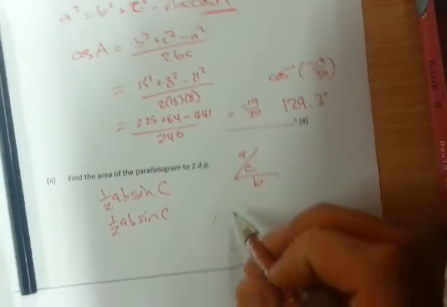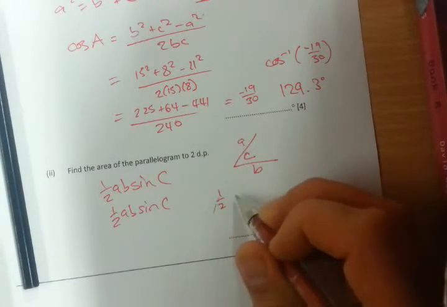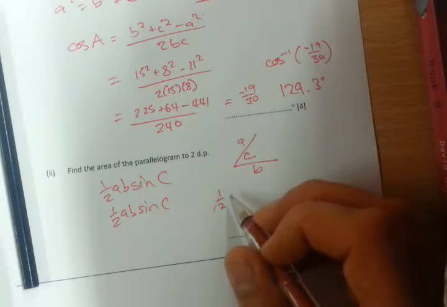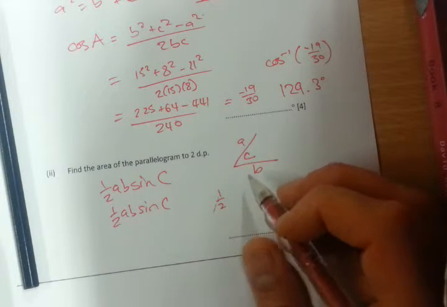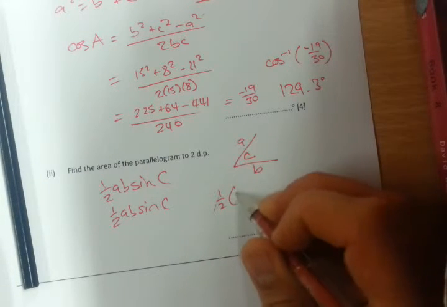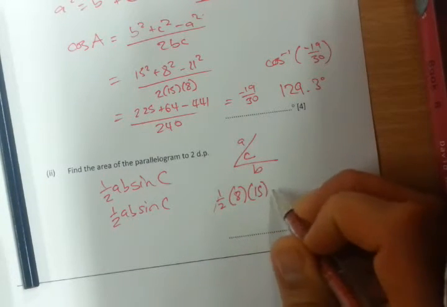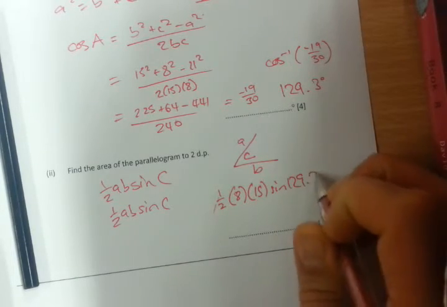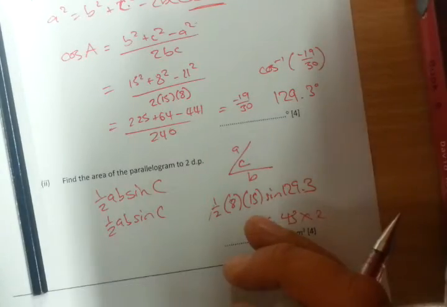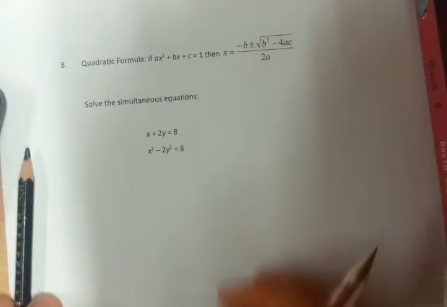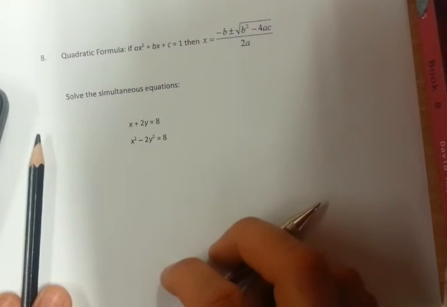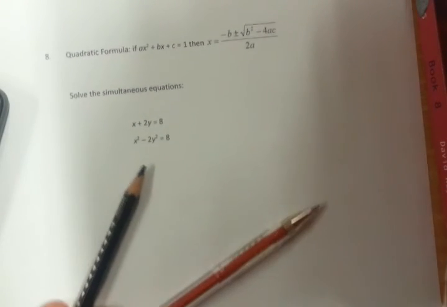So it'll be half times 8 times 15 times sine 129.3. But because we're doing half AB sine C and then another half AB sine C, we're doing two lots of that, which is just AB sine C. But I'll make it the slow way. So it's a half times 8 times 15 times sine 129.3, which is, I believe, 46.43 times 2, which is 92.9. Okay, final question. I'm going to have to leave this one because you have to go, but hopefully that's enough for you to go on.